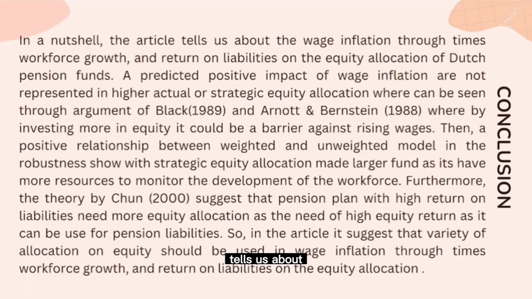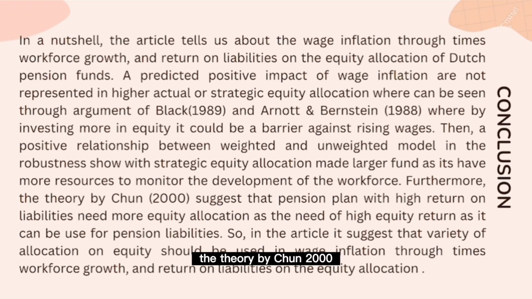In a nutshell, the article tells us about the effect of wage inflation, workforce growth, and return on liabilities on the equity allocation of Dutch pension funds. A predicted positive impact of wage inflation is not represented in higher actual or strategic equity allocation, which can be seen through the arguments of Black 1989 and Arnold and Bernstein 1988, whereby investing more in equity could be a barrier against rising wages. Then, a positive relationship between the weighted and unweighted model in the robustness check shows up with strategic equity allocation, which makes larger funds, as they have more resources, better able to monitor the development of the workforce.